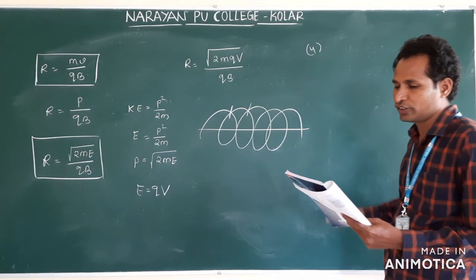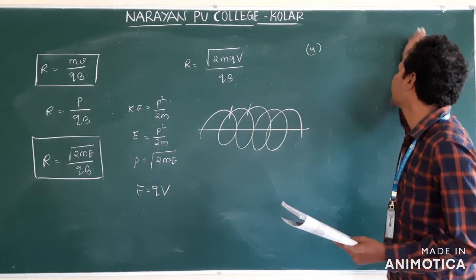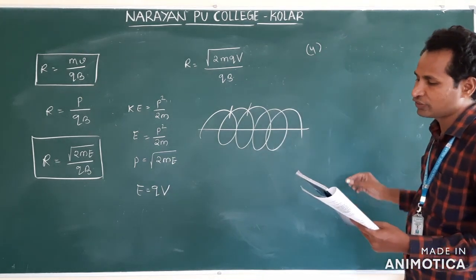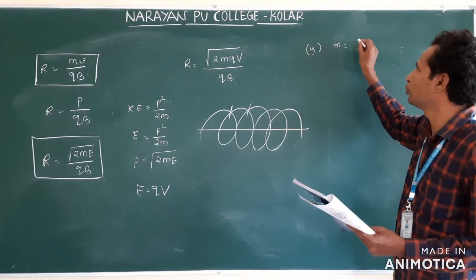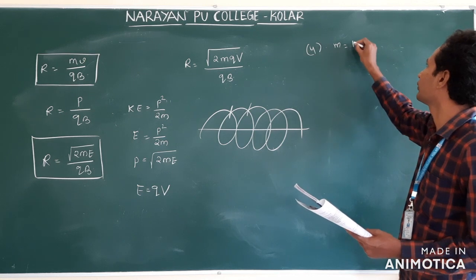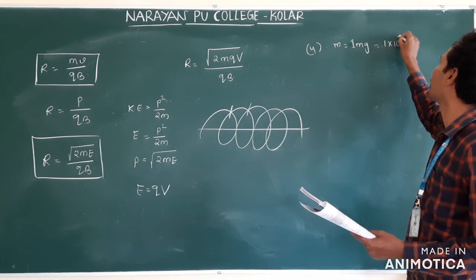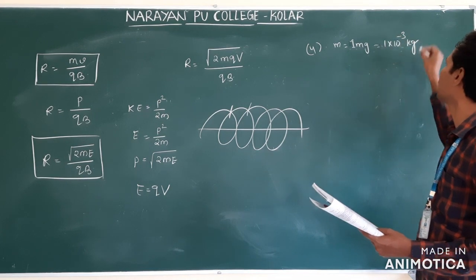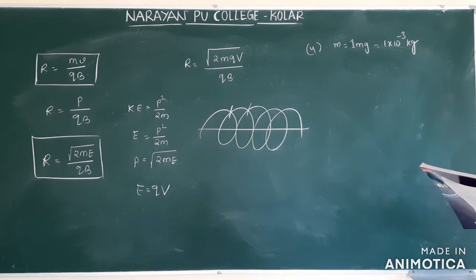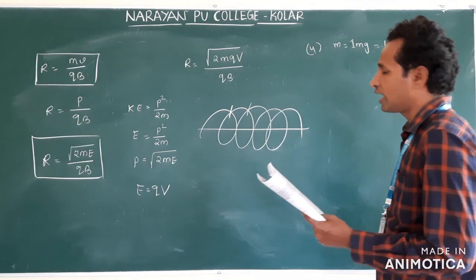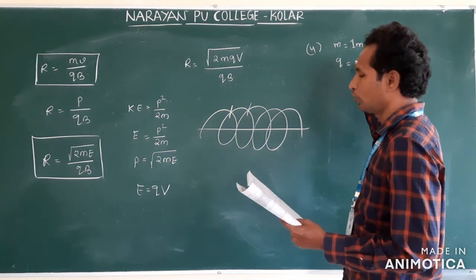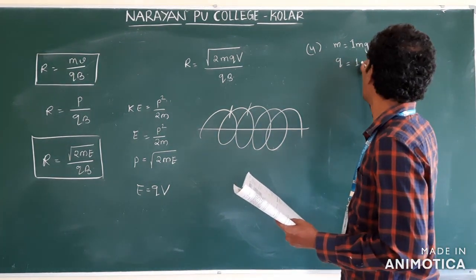Now we will try to find the answer to the first question. What did they give? The mass of the particle is given, M is equal to 1 milligram. Clear? This is equal to 1 into 10 power minus 3 kg. Next, the charge is given, Q is equal to 1 microcoulomb.